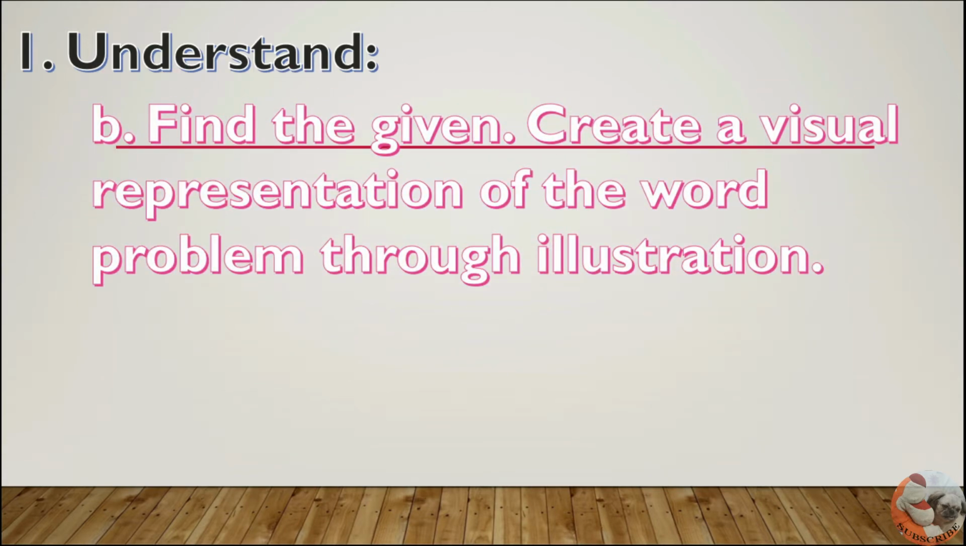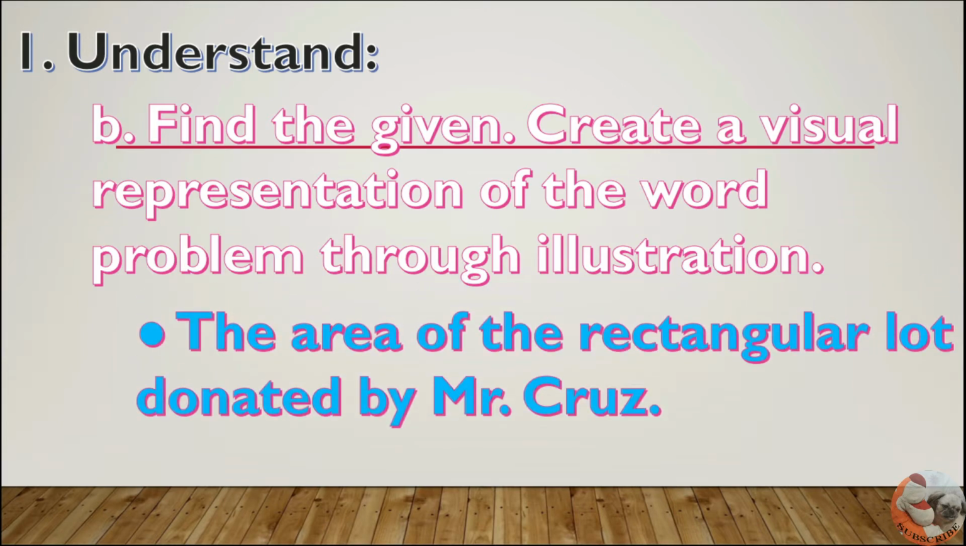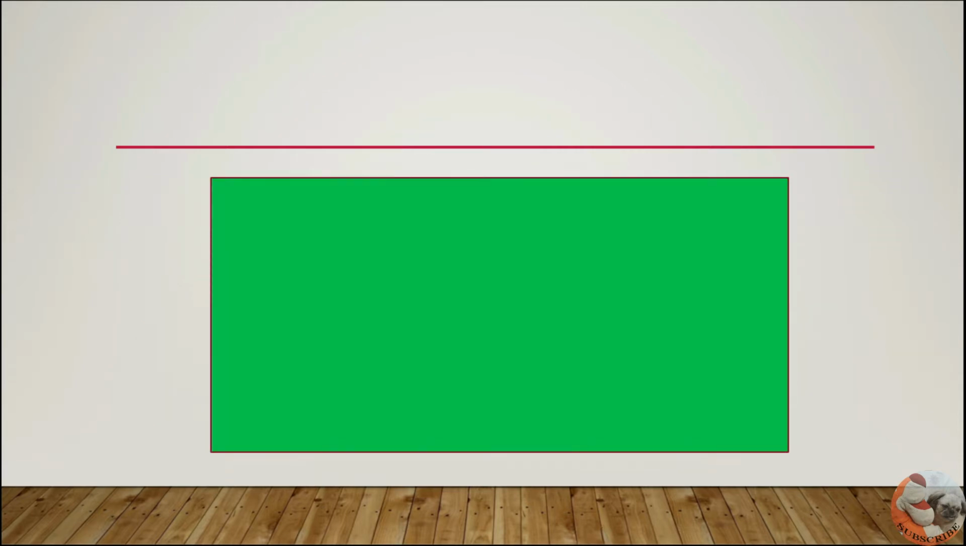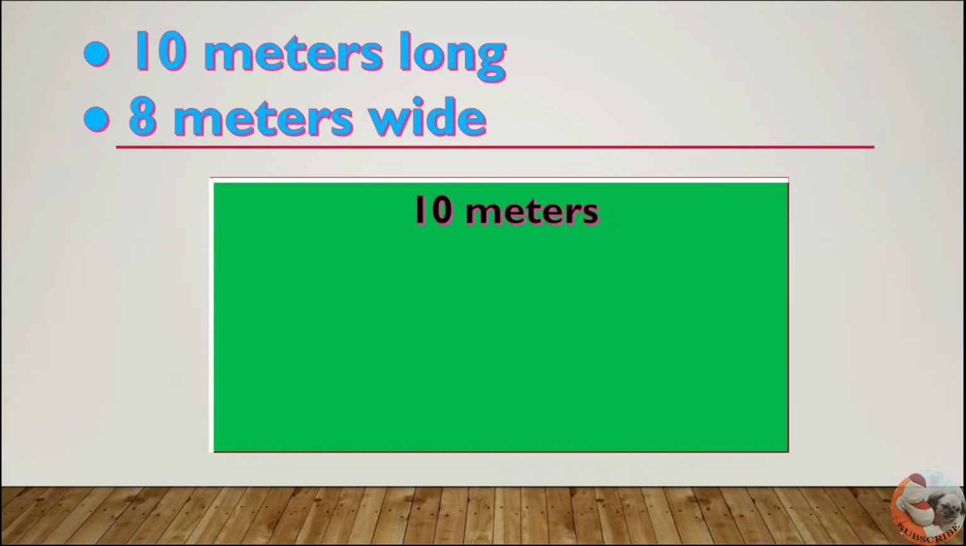Find the given. Create a visual representation of the word problem through illustration. The area of the rectangular lot donated by Mr. Cruz. So here we have a rectangular lot. Given is 10 meters long and 8 meters wide. This side is 10 meters and this side is 8 meters. The length is 10 meters and the width is 8 meters.